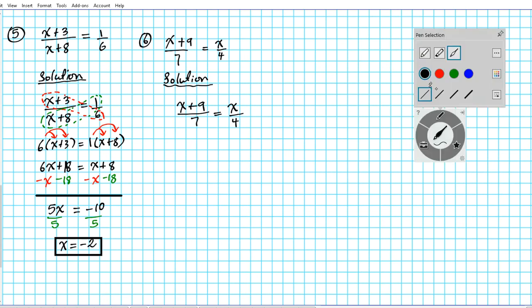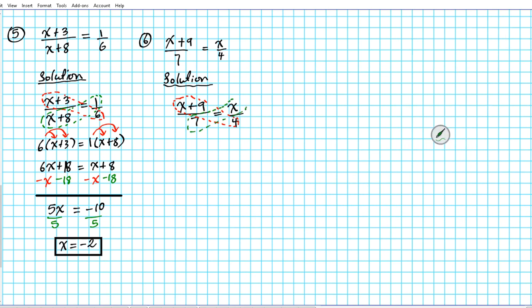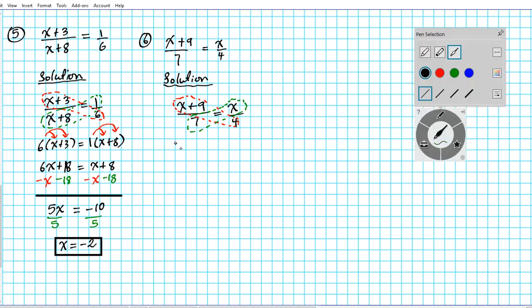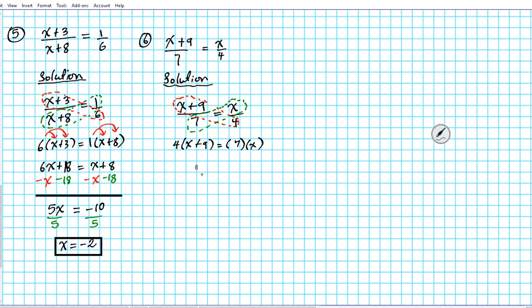Alright, so let's go ahead and draw in our nice little star. The numerator gets multiplied with the denominator. X plus 9 on the left gets multiplied by the denominator on the right. And then the numerator on the right, x, gets multiplied by 7. So we have a nice little star there. Multiplying that out, we'll have 4 times the quantity x plus 9 is equal to 7 multiplied by x.